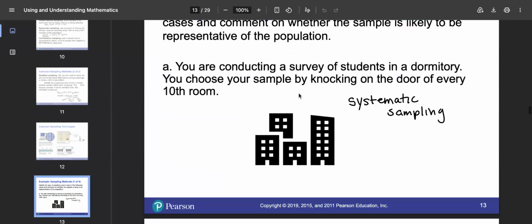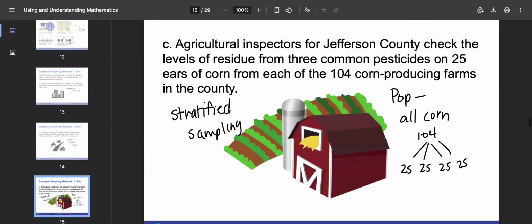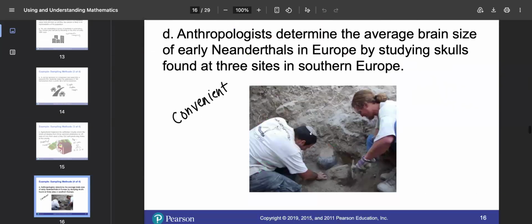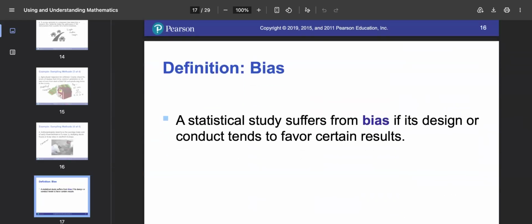We talked about, and all of this was we went through and talked about some examples. We did this on Wednesday night, and I sent out these notes. So you're welcome to go back and look at them, but I don't want to bore people that were here with them. So we got to this place where we had the definition of bias. So all of this stuff is new. A statistical study suffers from bias if its design or conduct tends to favor certain results.